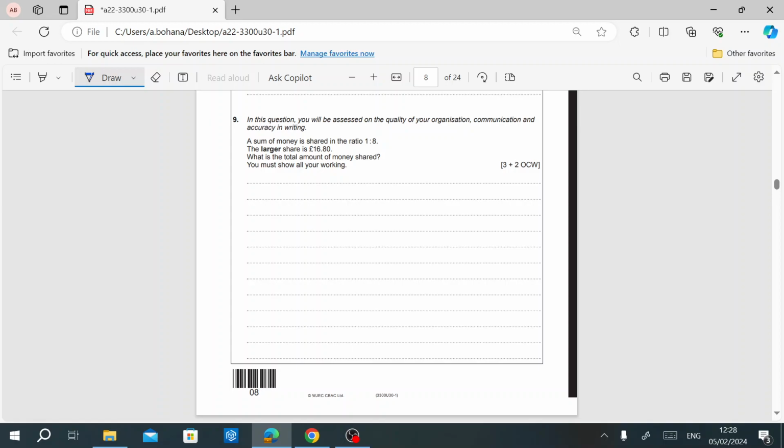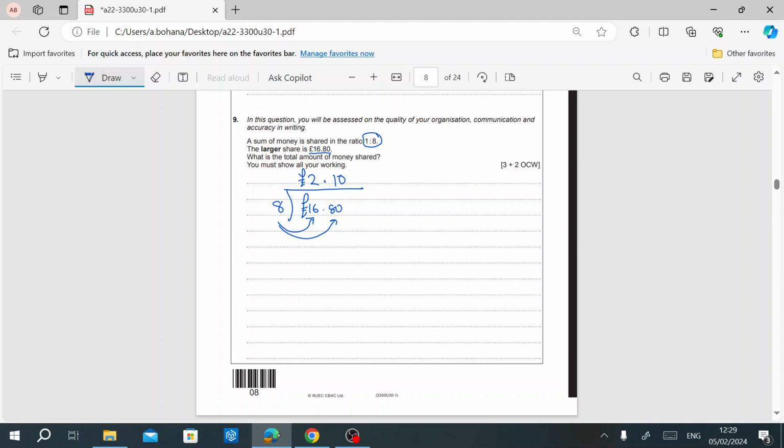Yeah, so here you've got to share the sum of money in the ratio of 8:1. The larger share is £16.80. So £16.80 divided by 8. Well, 8 into 16 goes twice, and 8 into 80. So if I put that 2 there, decimal point, 8 goes into 8 once, so the answer is £2.10. The answer is £2.10, okay?